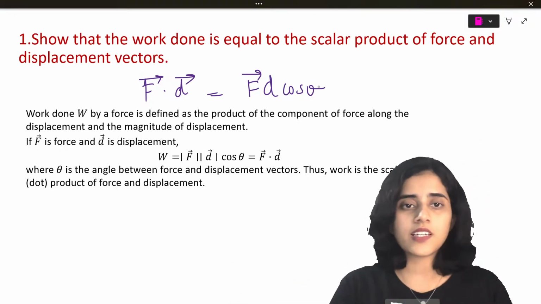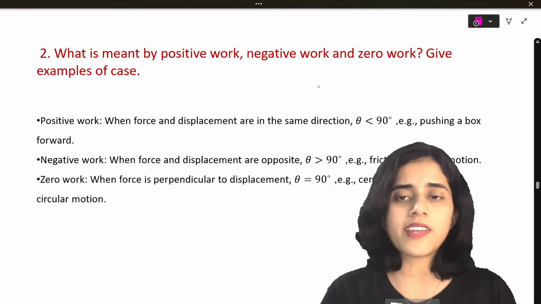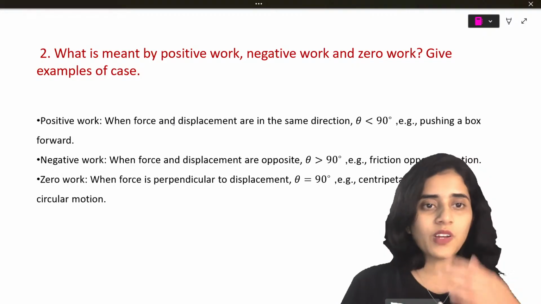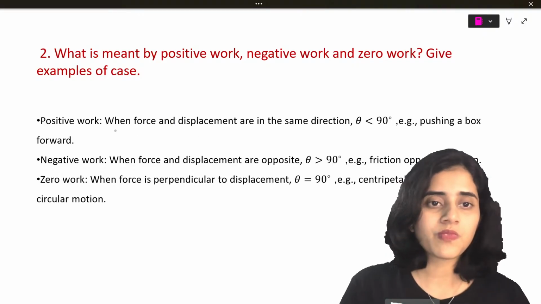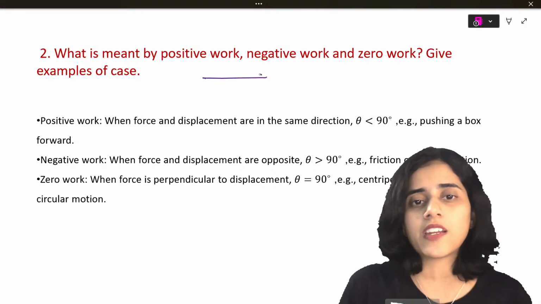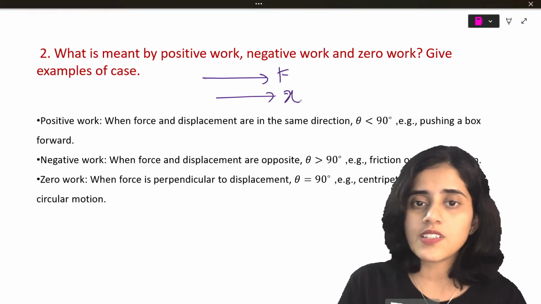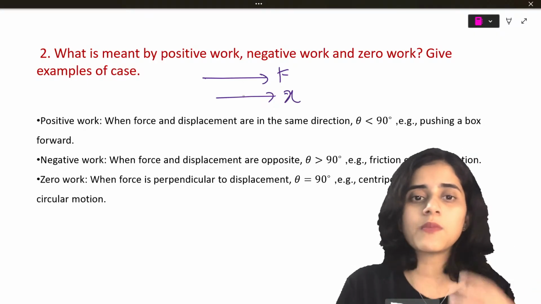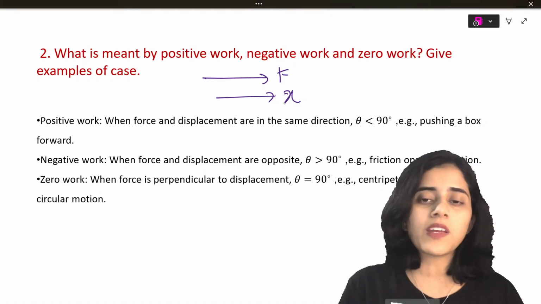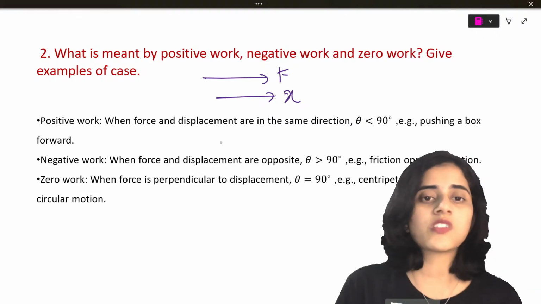Yeah, that's done. Next question. What is meant by positive work, negative work, and zero work? Give examples of each case. So positive work is when force and displacement are in the same direction. So this is the direction of force. This is the direction of displacement. So what is the angle? The angle between them will be less than 90 degree. Then it's positive work.